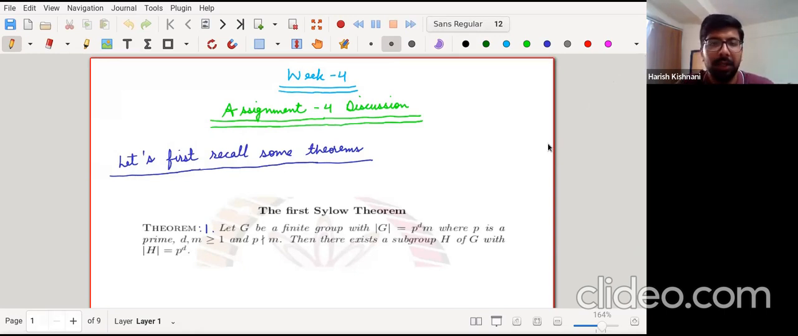I am from IISER Mohali, and I will be conducting these live interaction sessions for the Algebra 1 course on each Friday from 6 to 7. We have already seen assignments 1, 2, and 3 of last year's course, and now we are going to discuss assignment number 4.